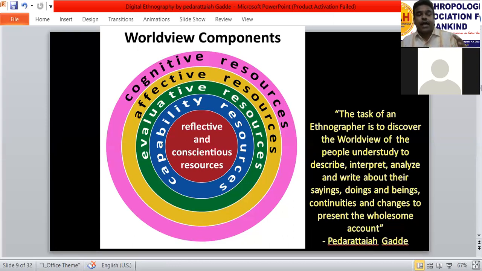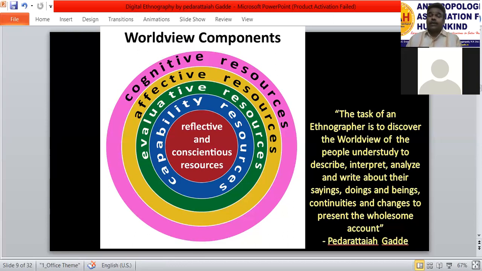So the third domain of the worldview is the evaluative domain: ways of judging and deciding, notions of virtue, morals, manners, criteria to determine truth and falsehood. So what are the criteria provided by the local people group under study to determine what is true and what is false according to them? And what are their likes and dislikes, right and wrong, standards to make judgments? What is beautiful or ugly? What is good or bad? What is true or false?